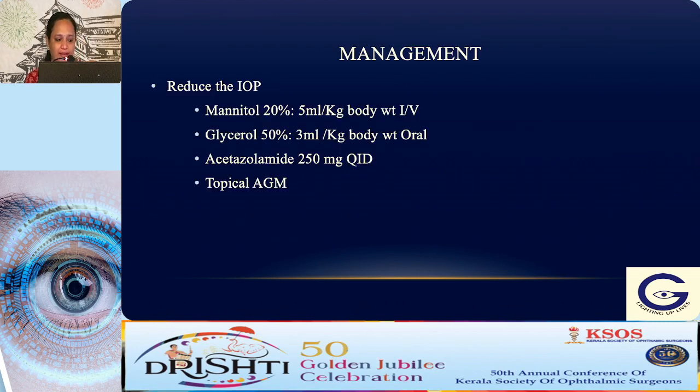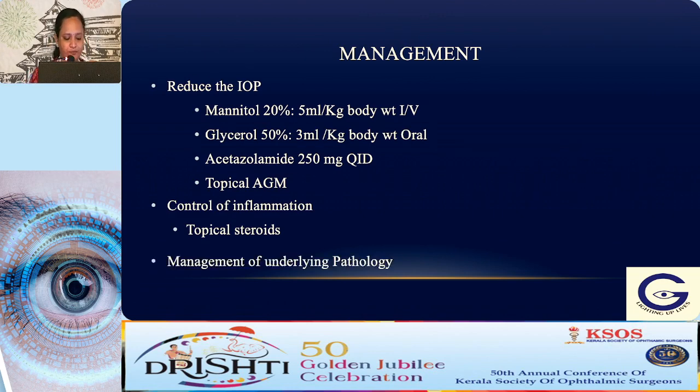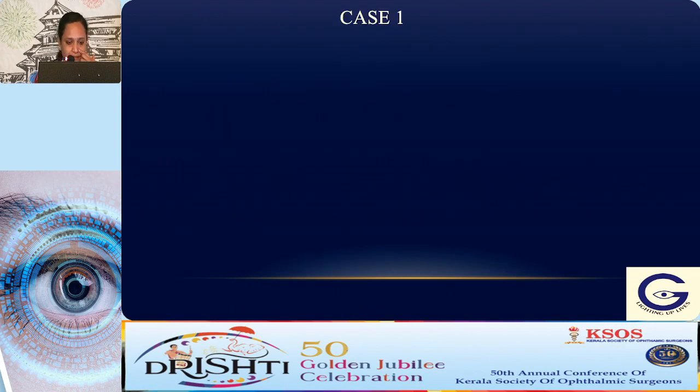Then coming to the management, the primary aim is reduction of intraocular pressure. You can use oral and topical anti-glaucoma medication. To control the inflammation, you have to use topical or sometimes even oral steroids. Then you have to manage the underlying pathology. So now look at some cases.